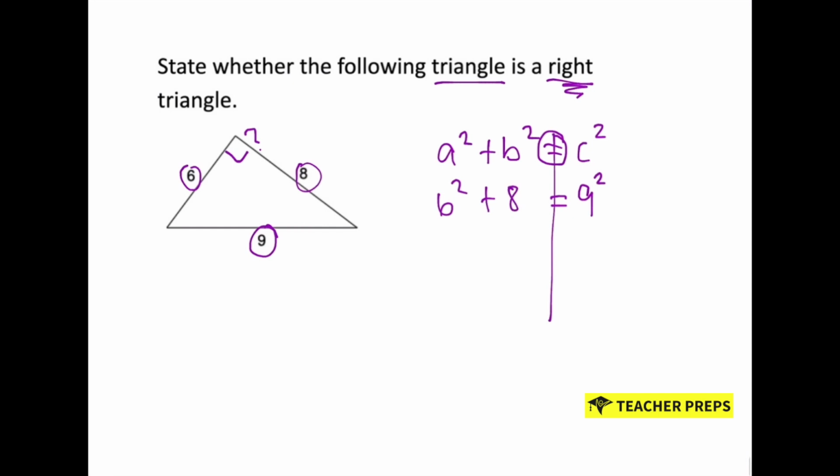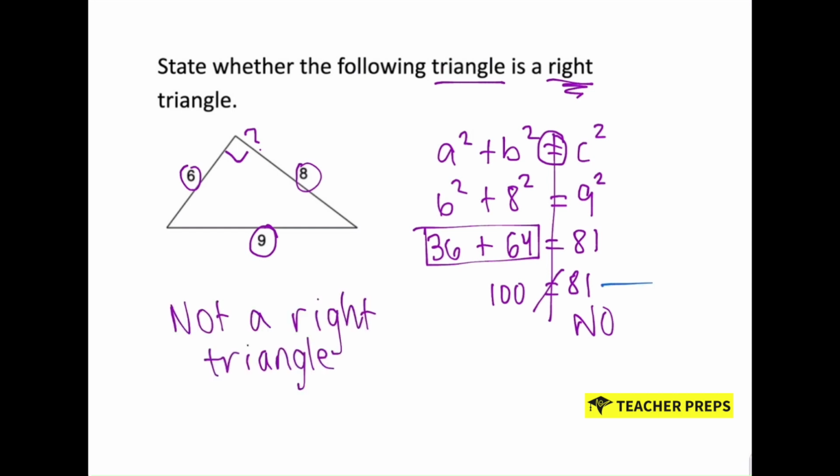Now let's test it out. 6 squared is 36. And 8 squared is 64. 9 squared is 81. Solve 36 plus 64. That gets us 100. Does 100 equal 81? It is not equal. Because our two sides are not equal, we do not have a right triangle. Had the two sides been equal, then it would have been a right triangle.